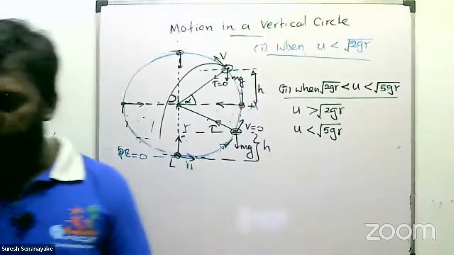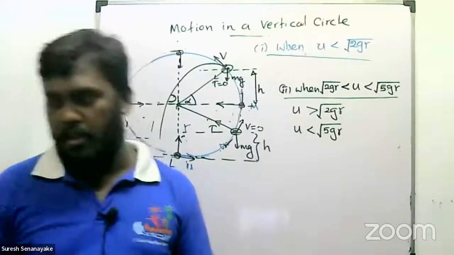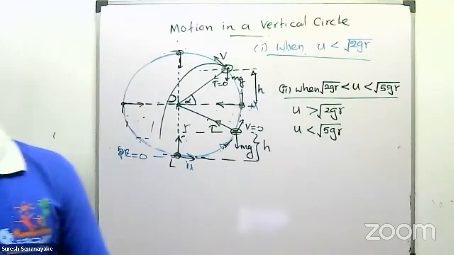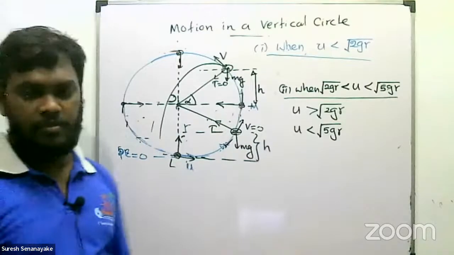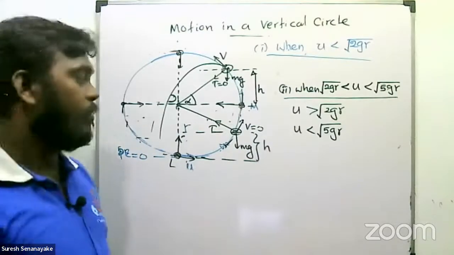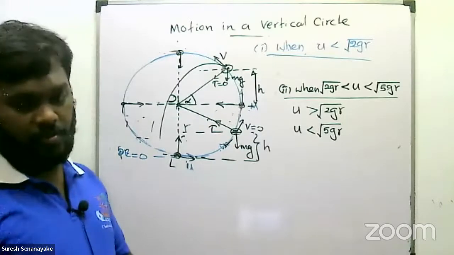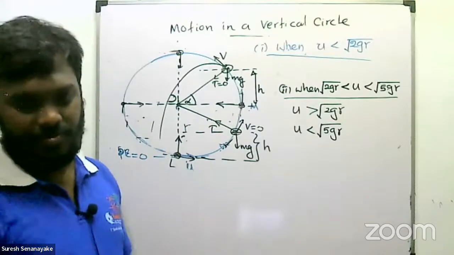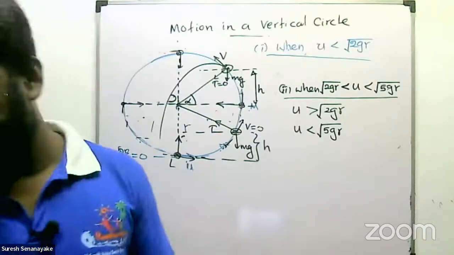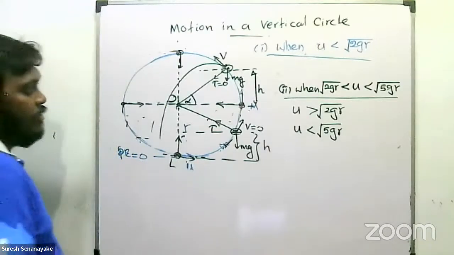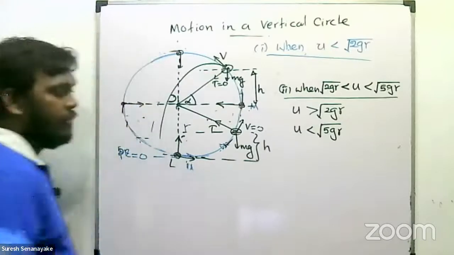It leaves the circle somewhere between capital M and H and will follow a parabolic path. Hence the motion is a projectile motion. Look at the position where it leaves the circle, you can find it then.